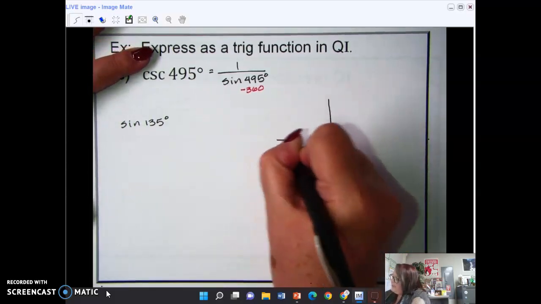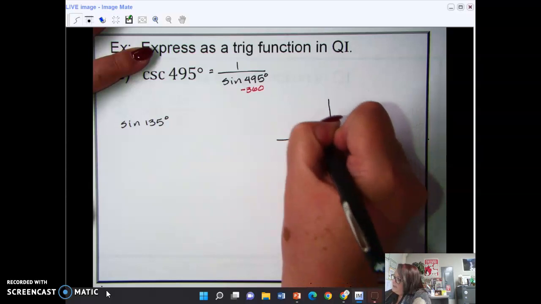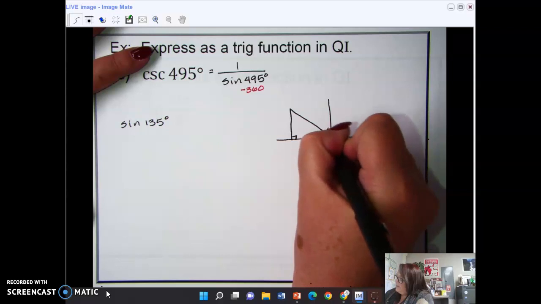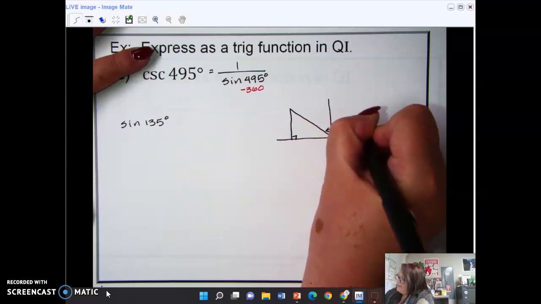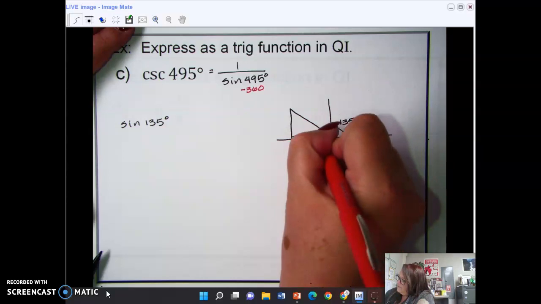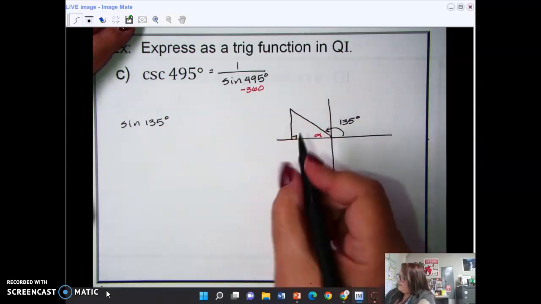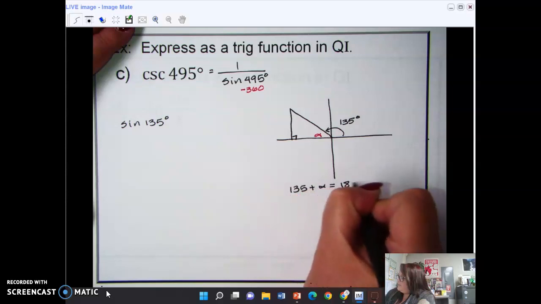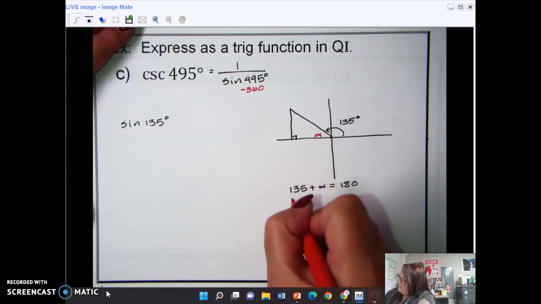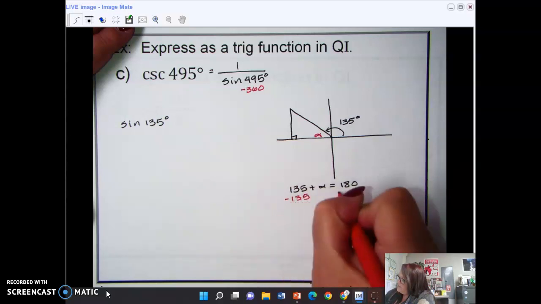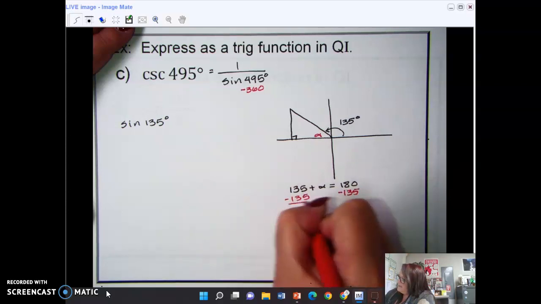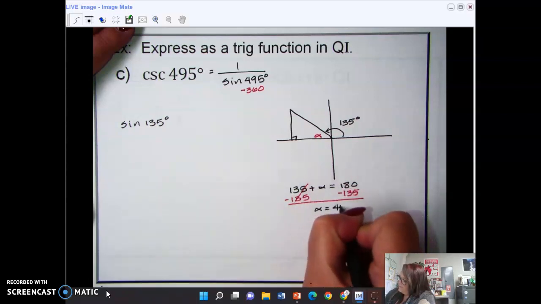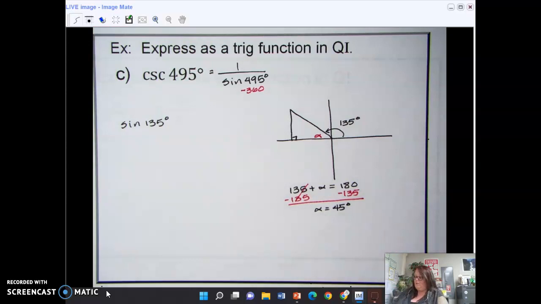So hopefully you recognize that's right in the middle of 90 and 180, so that's going to be in quadrant 2. And if this angle is 135 degrees, then my alpha is going to be right here. So my reference angle, 135 plus my reference angle gives me 180 degrees. And if I subtract 135 from both sides, we get alpha is equal to 45 degrees. So some of you may have already had that memorized.